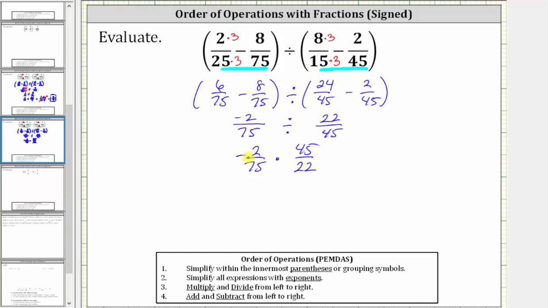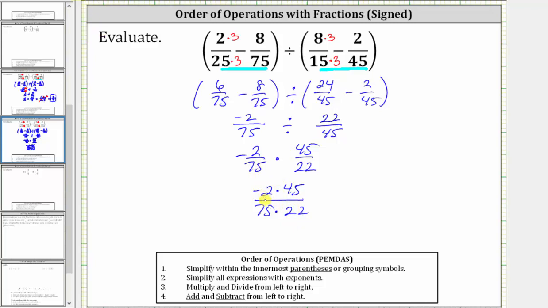To multiply fractions, we multiply the numerators and denominators. Multiplying in the numerator, we have -2 times 45. In the denominator, we have 75 times 22. Before we determine the products, though, we will now simplify out the common factors other than 1 between the numerator and denominator. Notice 2 and 22 share a common factor of 2.